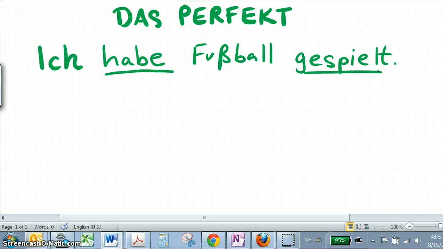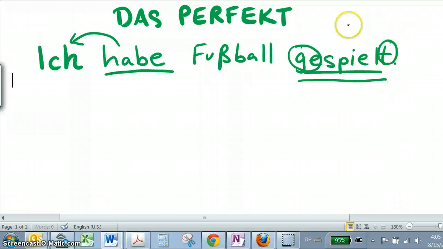And with regular weak verbs, the ending is always t, and with most verbs you have the g on the front of that past participle. Notice that the helping verb is conjugated to match the subject, but the past participle is not. There is only one past participle form for each verb. So this is an example of a sentence with haben and a regular verb form.